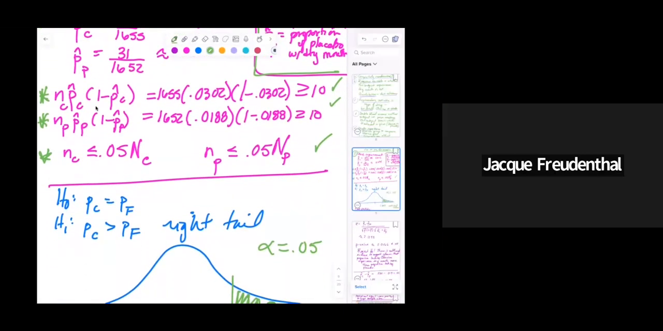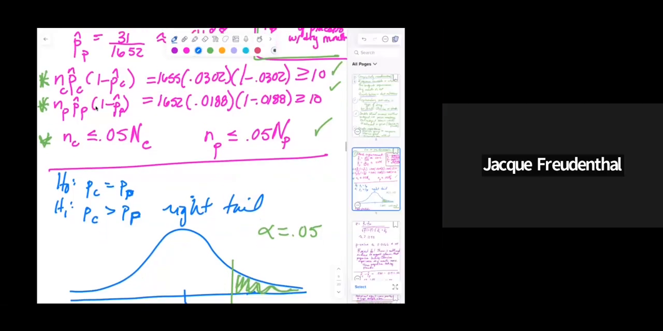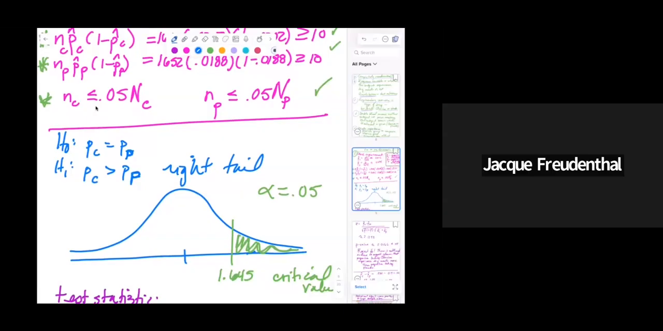So we are trying to test whether the side effects of dry mouth using Clarinex is more than, I don't know why I have it up here, I meant to put a P, more than the placebo. Okay, it's a right tail test, and we're testing at a 5% level. So with the 5% level, we mark on our graph a critical value of 1.645.